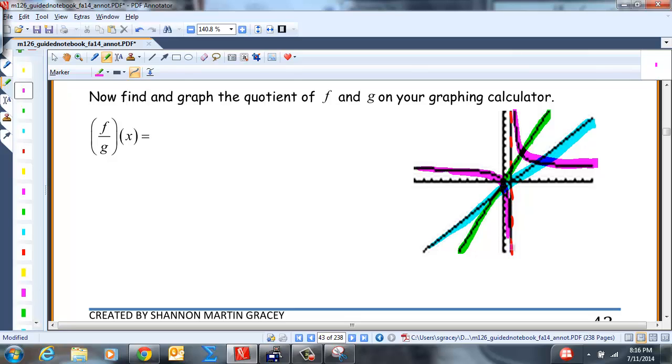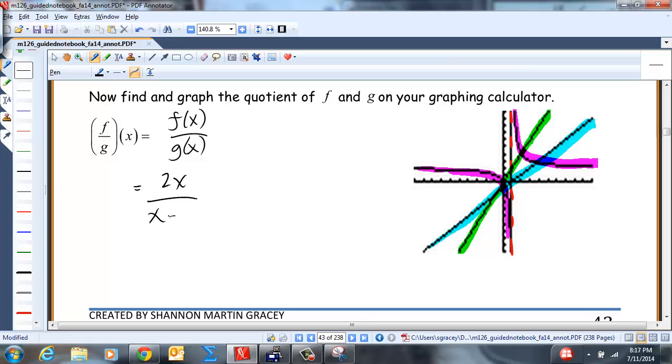All right, so if we worked it out, this would be equivalent to f of x divided by g at x. So our f at x was 2x and our g at x was x minus 1. So we would want to give this caveat that x could not equal 1.